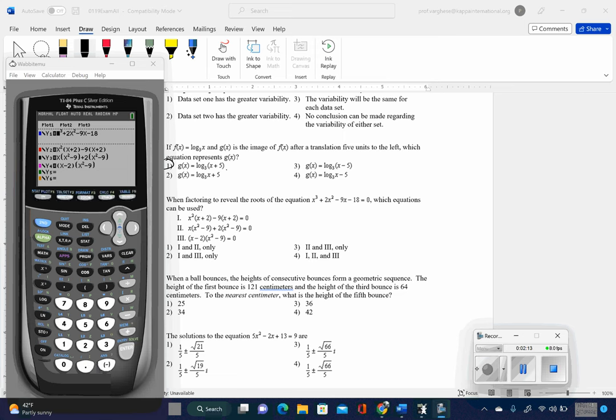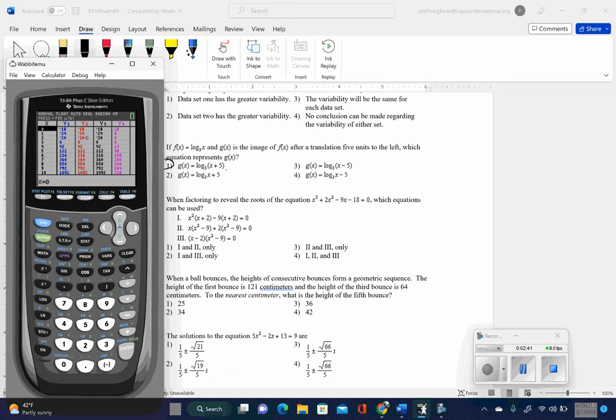We want to invest the time into something that's going to help us get an answer correct. So under Y1, I plugged in the original. Under Y2, I plugged in the first one. Y3 is the second one, and Y4 is the third one. Okay. So now to see if they are the same, I'm going to go to table. So hit second graph. So this is Y1, which is the original, and I'm looking to see which ones have the same table as Y1.